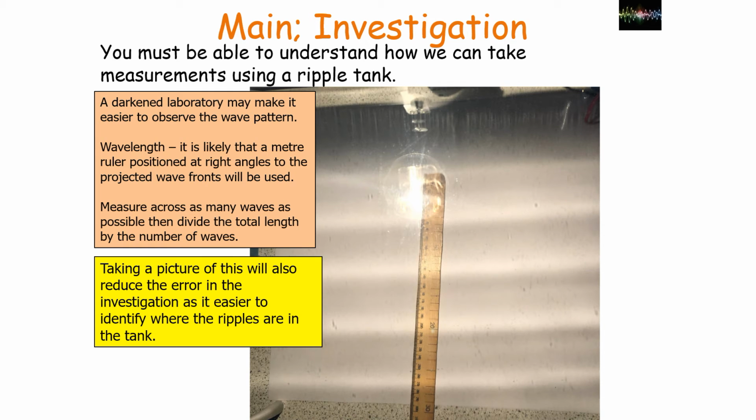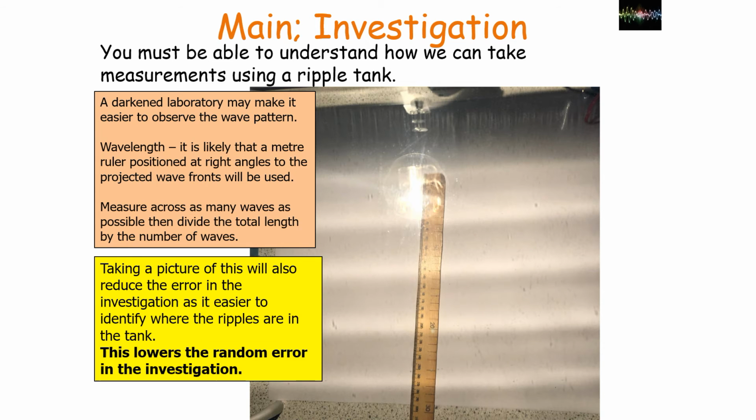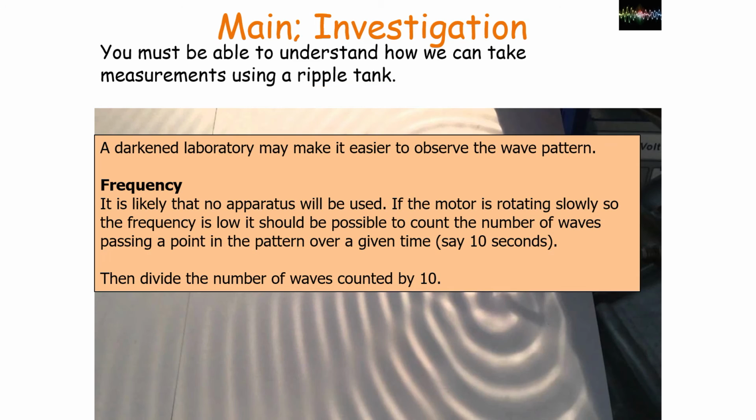Also, to make this experiment more accurate, you could take a picture of this particular situation, because then it will be easier to identify where the ripples are in the tank, so it further reduces the random error. So that's a very important idea.